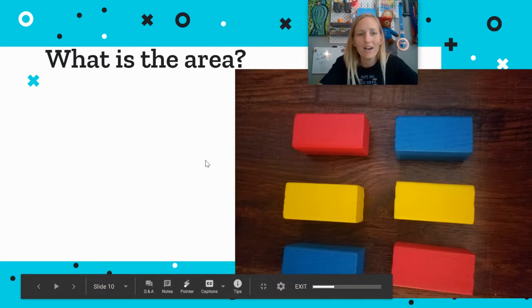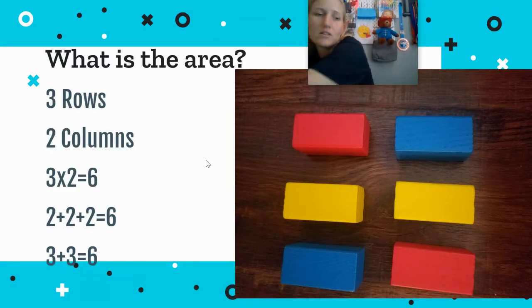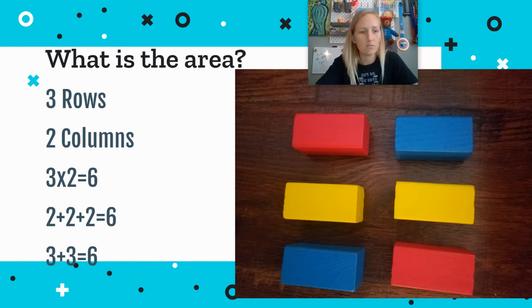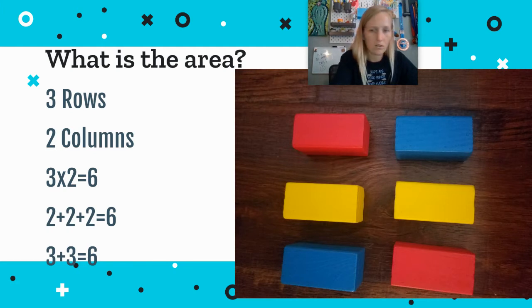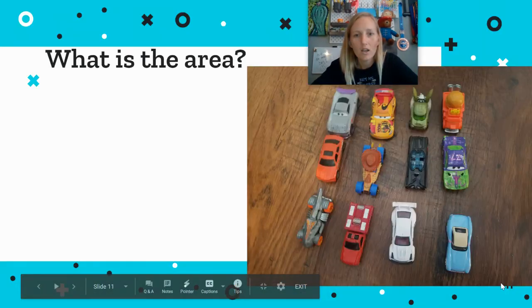Okay, so 3 times 2 equals 6. Or we have 2 plus 2 plus 2 equals 6. Or 3 plus 3 equals 6. Those are the columns there. 3 and 3 make 6, or 2 and 2 and 2 make 6. So 2 plus 2 is 4, plus 2 more would be 6. All right, let's look at another one.